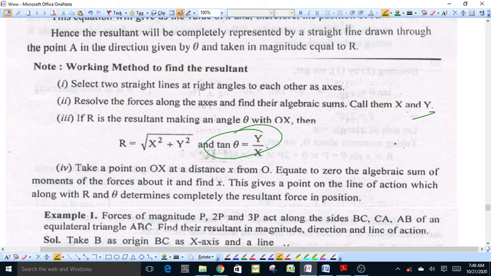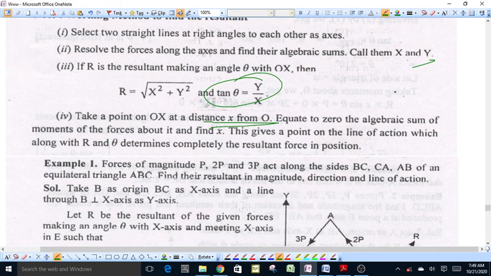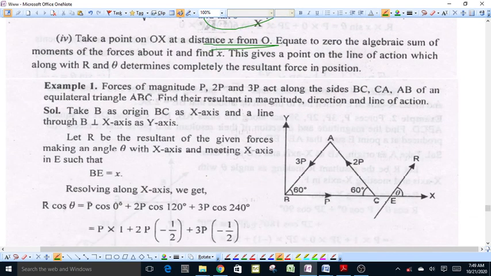Now suppose this resultant intersects OX at a distance x from the origin, then equate to 0 the algebraic sum of moments of all the forces about it, and then we find the value of x. Now we discuss some examples to understand this concept.